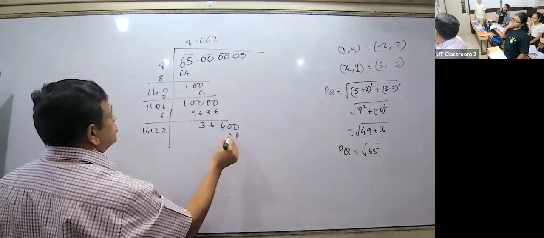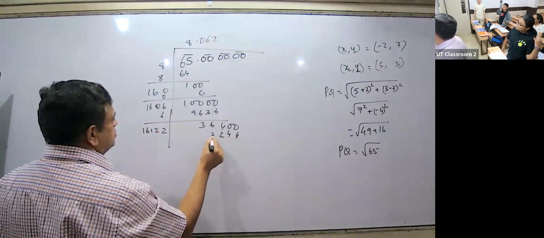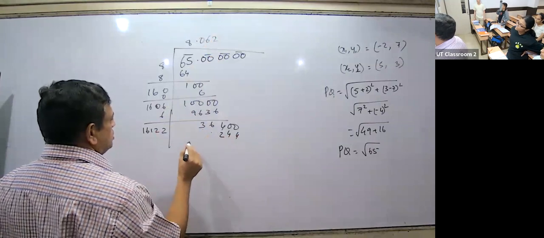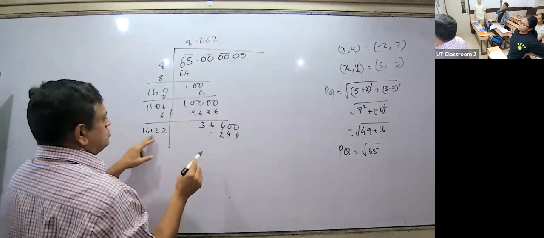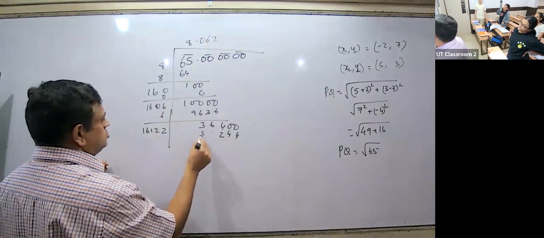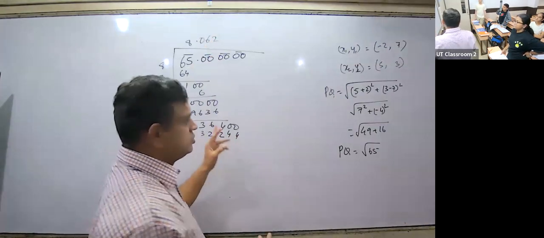2 2s are 4. 2 2s are 4. 4. 2. 12. 2, 5. Is it not? That is coming as how much? 1, 3, 2 now. Yes, 3, 2. So you got the answer.